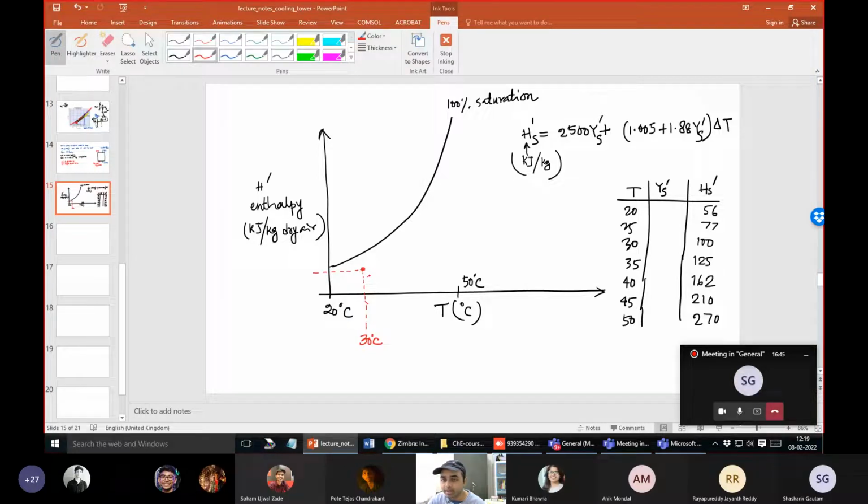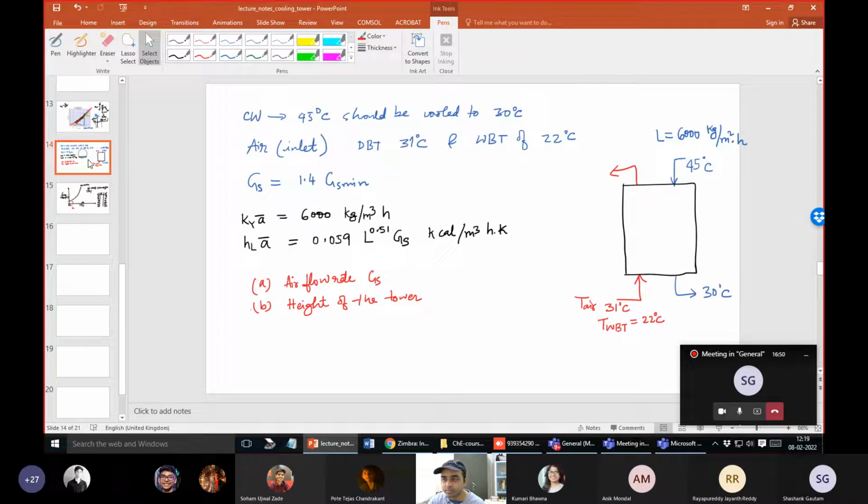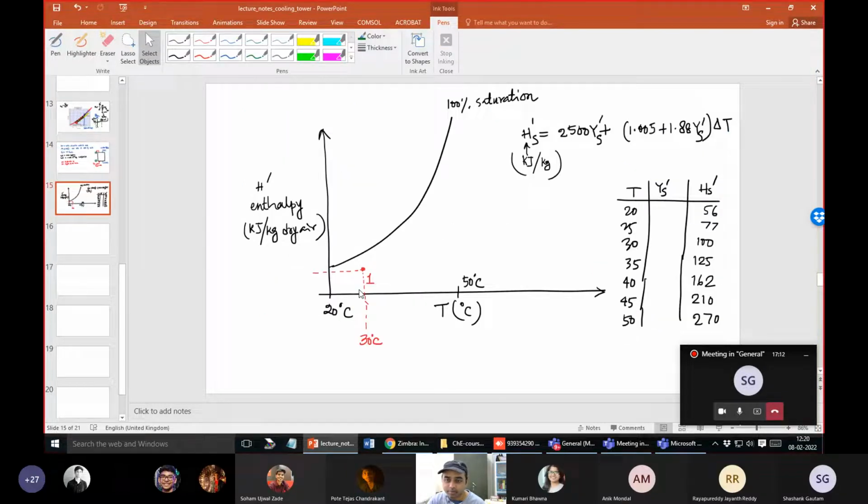So I want to fix my point 1 and point 2 in this diagram. What is this point 1? The bottom side of the cooling tower is generally referred to as point 1 and the top side is referred to as point 2. At the bottom side, I need to locate the point corresponding to 30 degrees centigrade and the enthalpy of the air. So please note, when we try to draw this operating line, the temperatures correspond to the water temperature, but the enthalpy corresponds to the air enthalpy. So please do not mix it up.